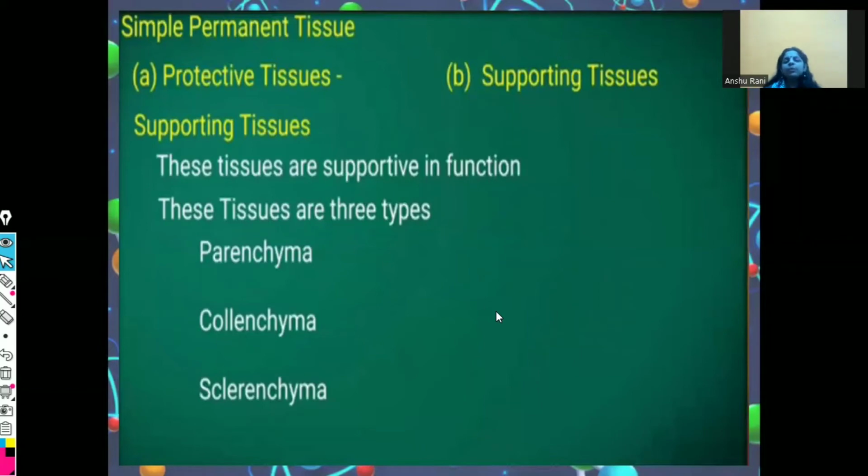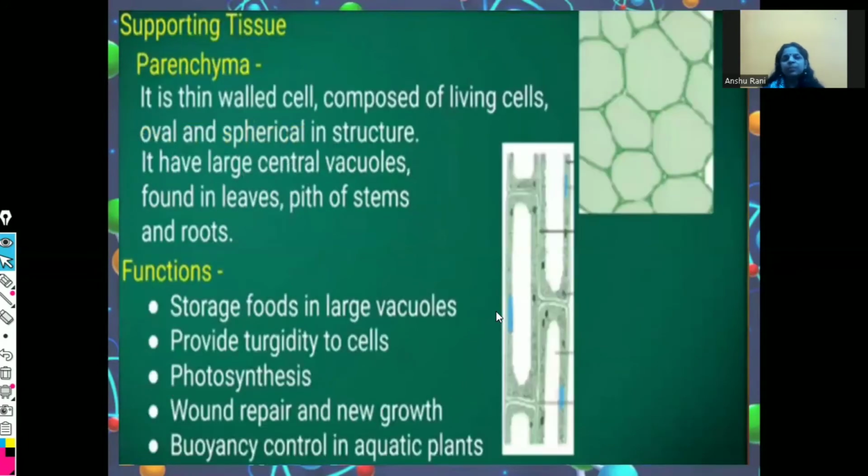Then you have simple permanent tissues: protective tissues and supportive tissues. Supportive tissues are those which help in supporting the plant. They are of three types: parenchyma, collenchyma, and sclerenchyma. First is parenchyma. Parenchyma is a thin-walled tissue composed of living cells. They are oval or spherical in structure.